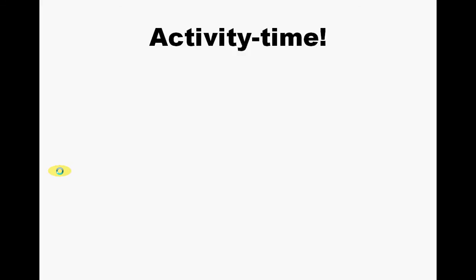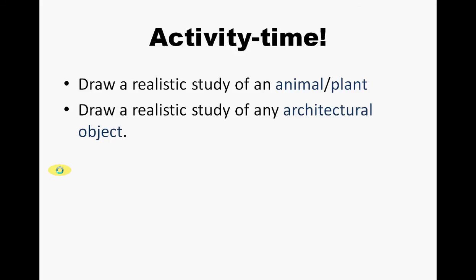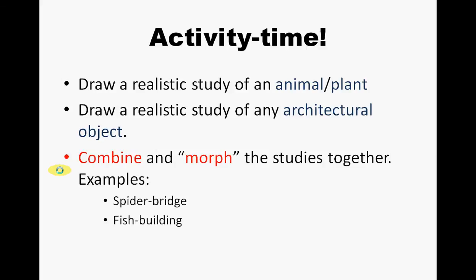Lastly, after looking at all these examples, now we will have our activity time, of course. Okay, what I need you to do is to draw a realistic study of an animal or plant. Next, draw a realistic study of any architectural object, meaning it could be a bridge, it could be a building, it depends on you. And then, once you have the animal or plant and the architectural object, you will combine and morph the studies together. Looking back at the examples, you can do a spider bridge, a fish building. The possibilities are really endless.